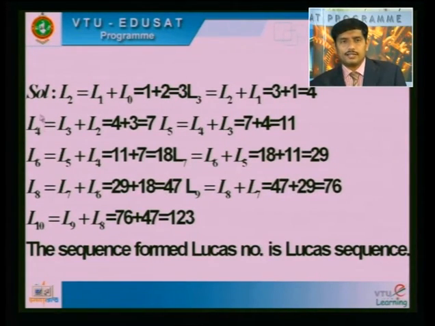We get the sequence of L2 to L9. If you write it as numbers, that is 3, 4, 7, 11, 18, 29, 47, 76. That sequence is known as the Lucas sequence. If you write the numbers in a sequence, we say that they are Lucas numbers.